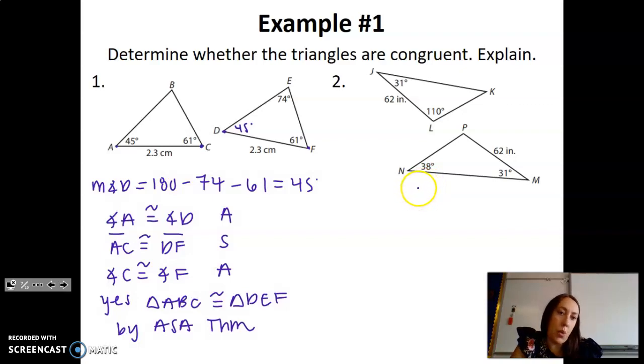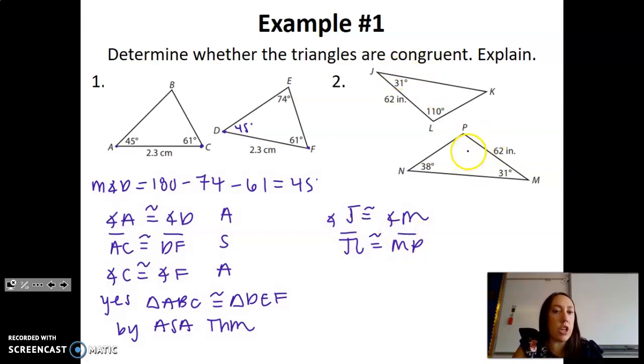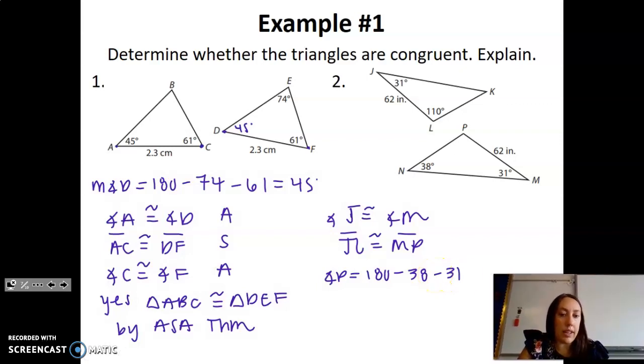All right, let's check this one. So we know we have the 31-degree angles, right? Angle J is congruent to angle M because they're both 31 degrees. We have these sides are congruent. JL is congruent to MP because they're both 62 inches. So now we just got to check angle L and angle P. So let's figure out what angle P is. We know angle L is 110, and the measure of angle P should be equal to 180 minus 38 minus 31. And that gives us what?